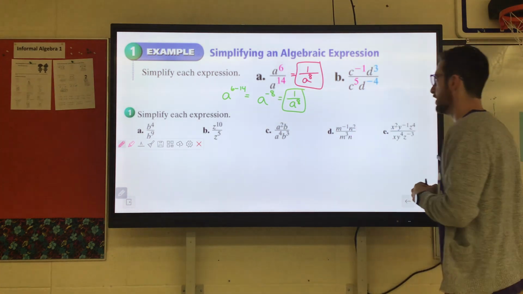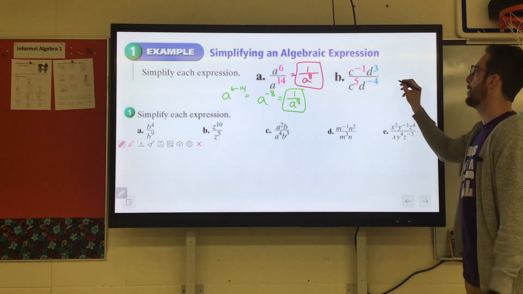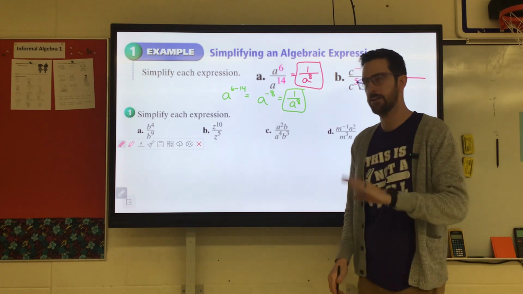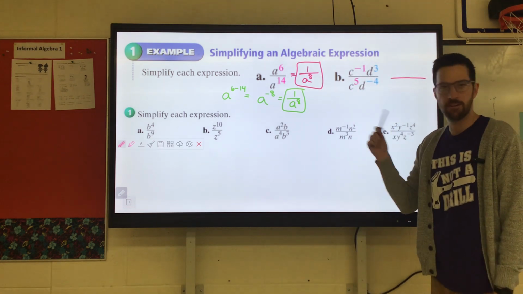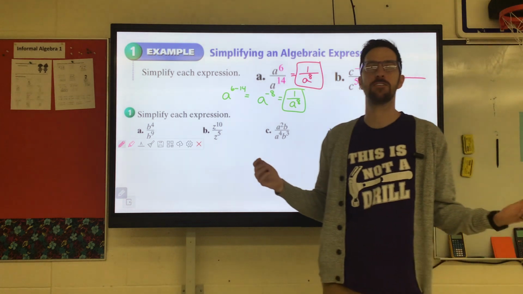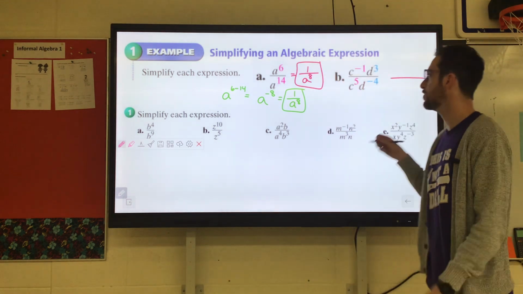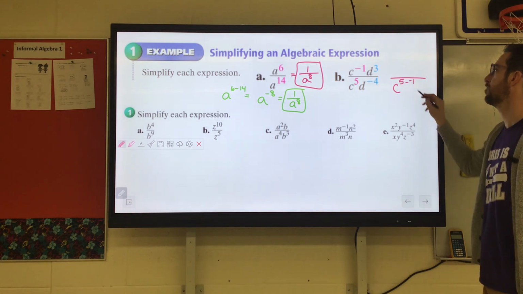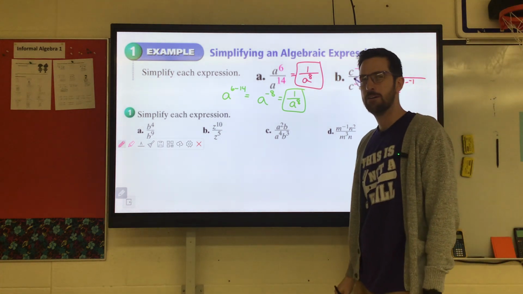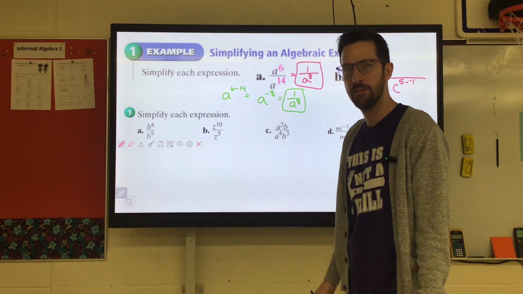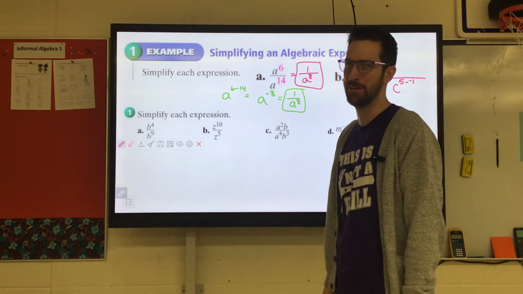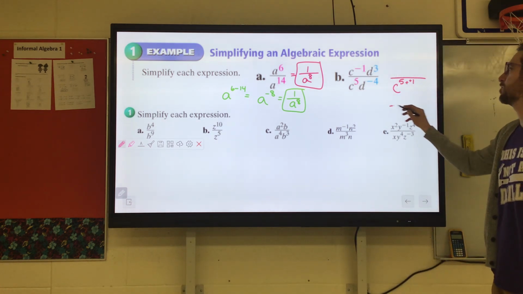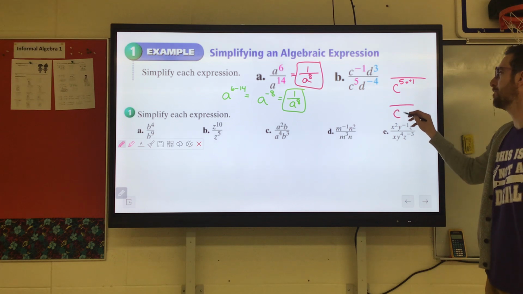Now, it can get a little tricky if you look at b here. Are there more c's in the numerator or denominator? We have negative 1 up top. We have positive 5 in the denominator. Obviously, 5 is bigger than negative 1. So that's where they're going to end up. But we have to do 5 minus negative 1. Ooh, what happens with minus negative? That's right, plus positive. So it's really going to be 5 plus 1. So we're going to have c to the 6th in the denominator.